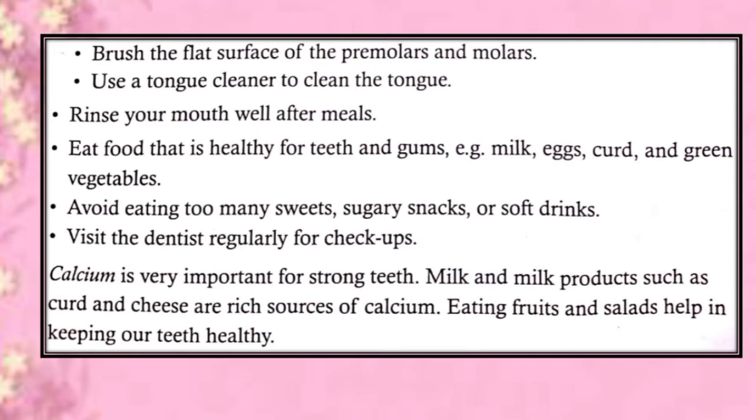Next is eat food that is healthy for teeth and gums. For example, milk, eggs, curd and green vegetables, because it's not just brushing and flossing that keep your teeth healthy. You also need to be careful about what you eat and drink.